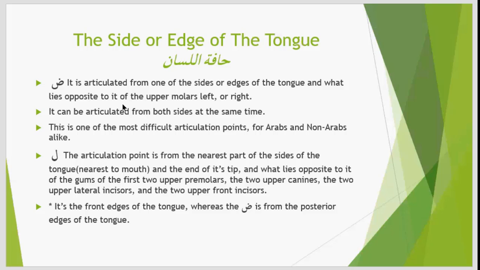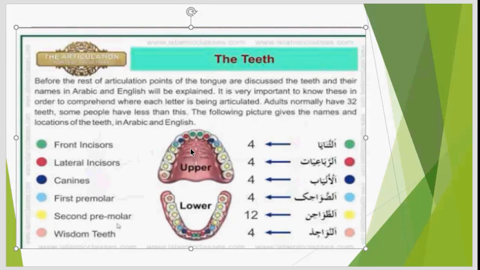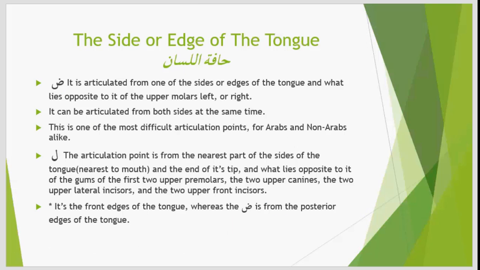This is what I've mentioned here. So it is articulated from one of the sides or edges of the tongue, and what lies opposite to it, what is that? The upper molars, left and right, both sides, or left or right, upper molars. I've shown you the picture here, the molars, these ones. So your tongue, the side of your tongue, is touching the upper molars, either right side or left side, or if you find it comfortable, you touch both of your sides.